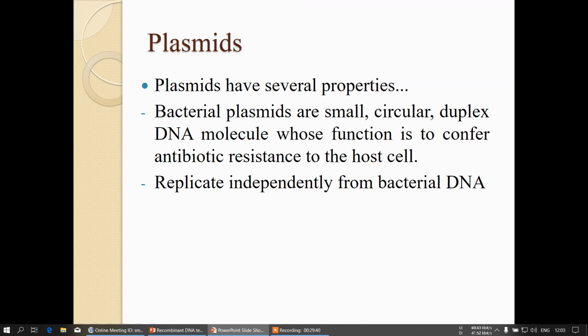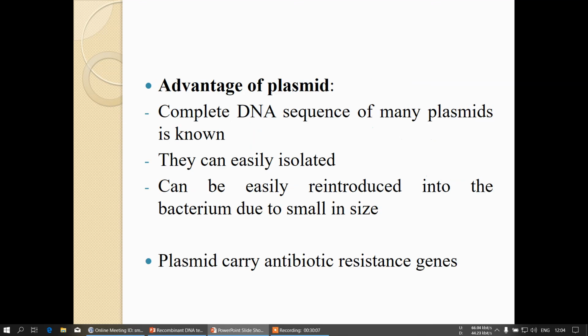So we have seen that plasmids are present in the bacterial cell as double stranded DNA, and there is a certain gene which produces the antibiotic resistance to the host cell. They replicate independently of the bacterial cell DNA also. It is not that when the bacterial cell multiplies, the plasmid multiplies; it replicates independently.